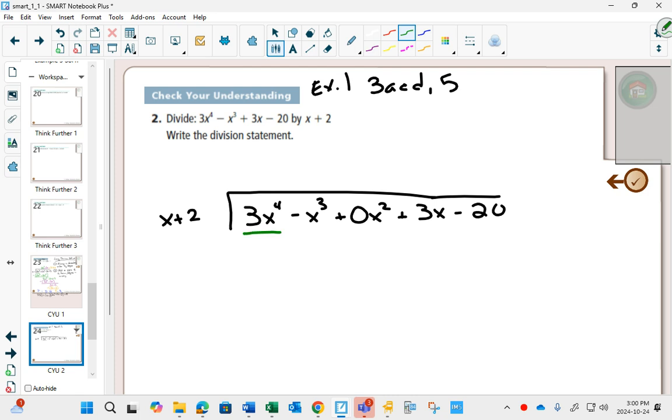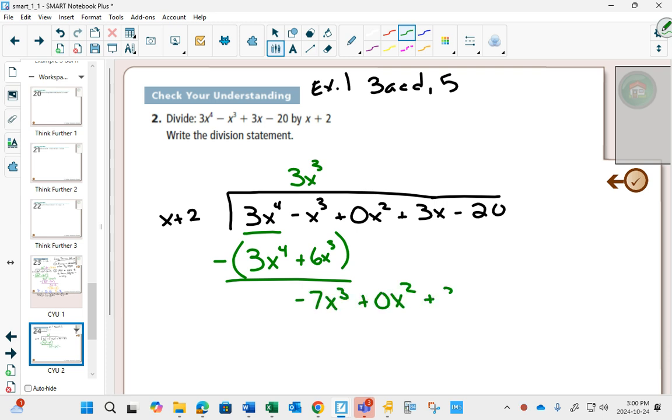And we'll start with green. Oh, a 3x to the 4. Is there anything I could multiply x by to get a 3x to the 4? 3x cubed. So I write that above my cubed column. 3x cubed times x is 3x to the 4. Perfect. 3x cubed times 2 is plus 6x cubed. Put it in brackets and subtract. Negative minus 6 will be negative 7x cubed. And then we still have plus 0x squared plus 3x minus 20.